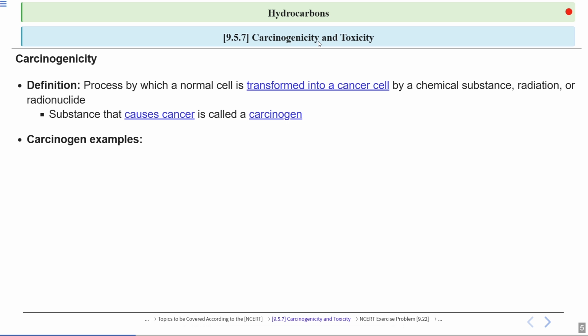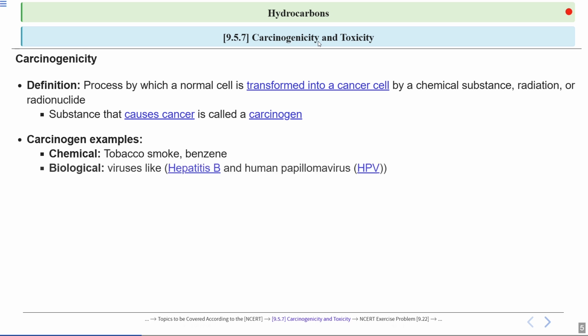Now, let us look at some examples of carcinogens. These are substances or agents that can actually cause cancer in living organisms. We will break them down into chemical, biological, and radiation types. So, the first one is chemical carcinogens. A common example is tobacco smoke, which contains many harmful chemicals. Benzene is another chemical that can cause cancer, and it is found in things like gasoline and industrial solvents.